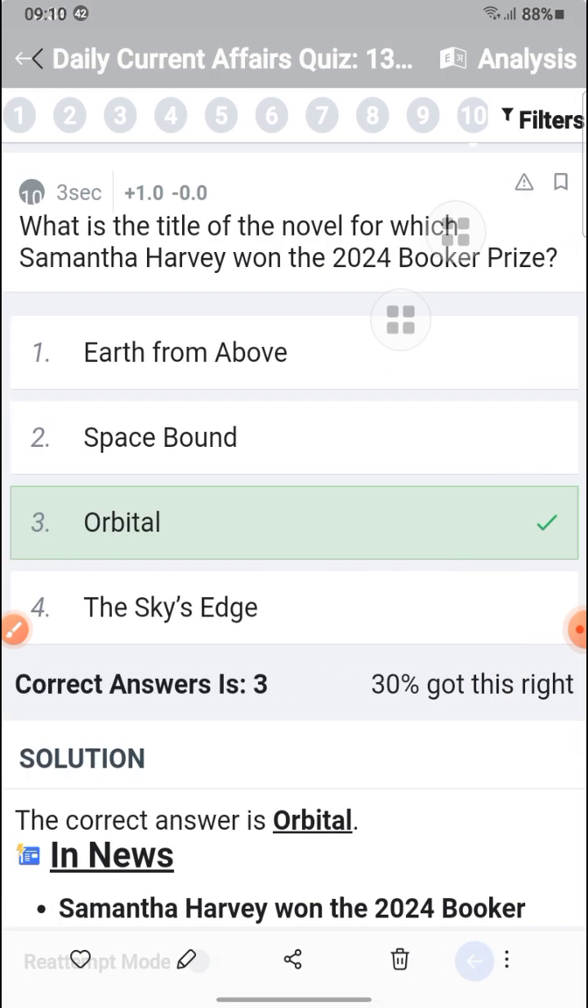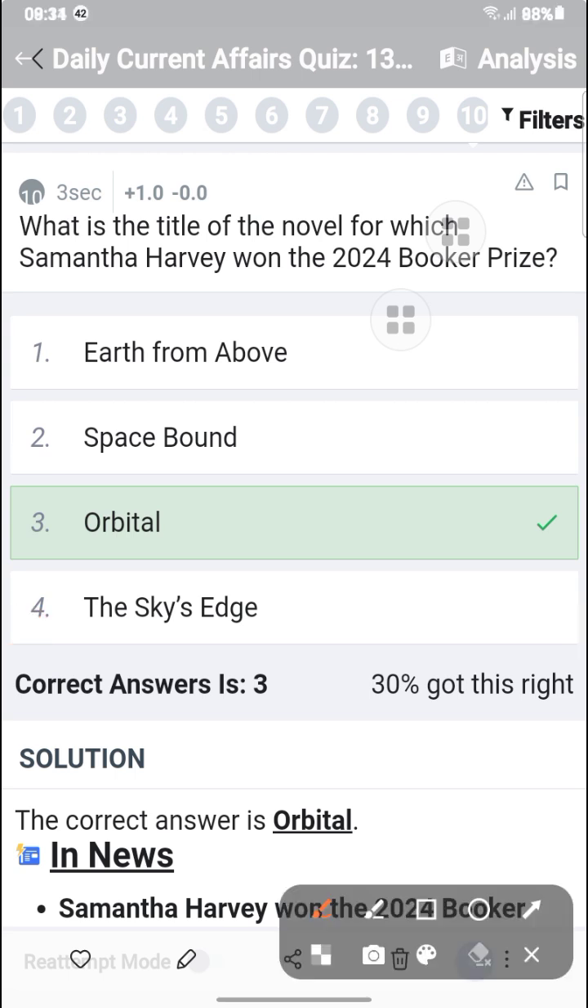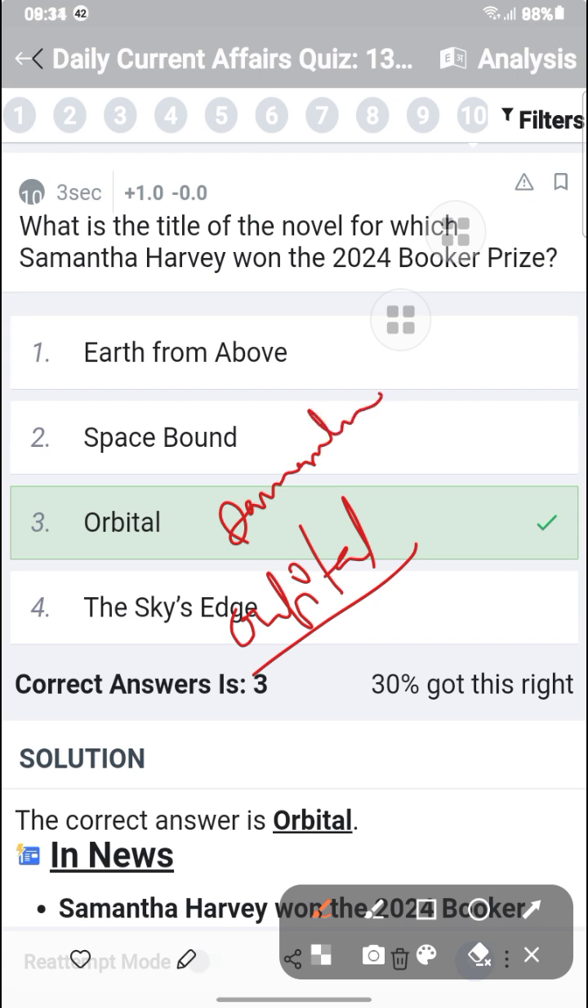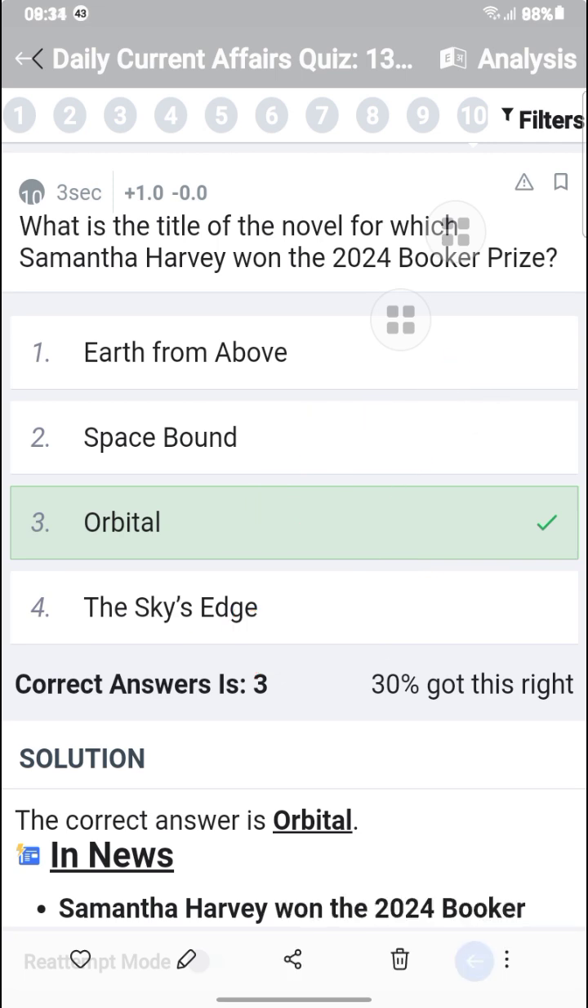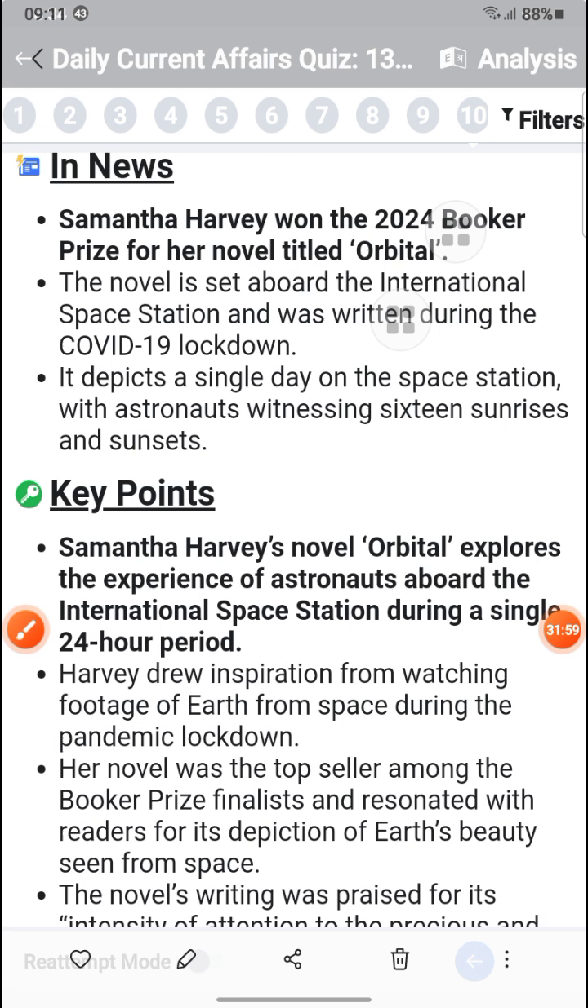Now, what is the novel for which Samantha Harvey won the Booker Prize? That was Orbital. Orbital is a novel by Samantha Harvey, and she won the Booker Prize for this novel. So Samantha Harvey was given the prize for the novel titled Orbital.